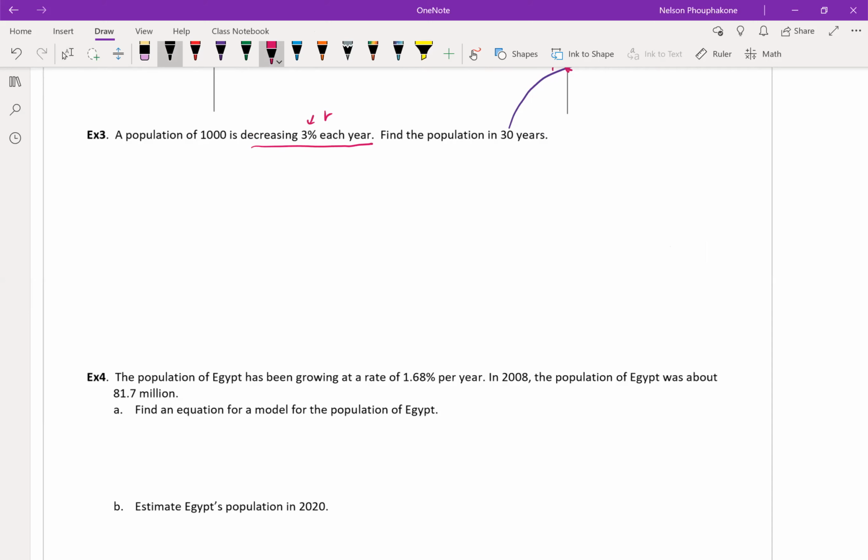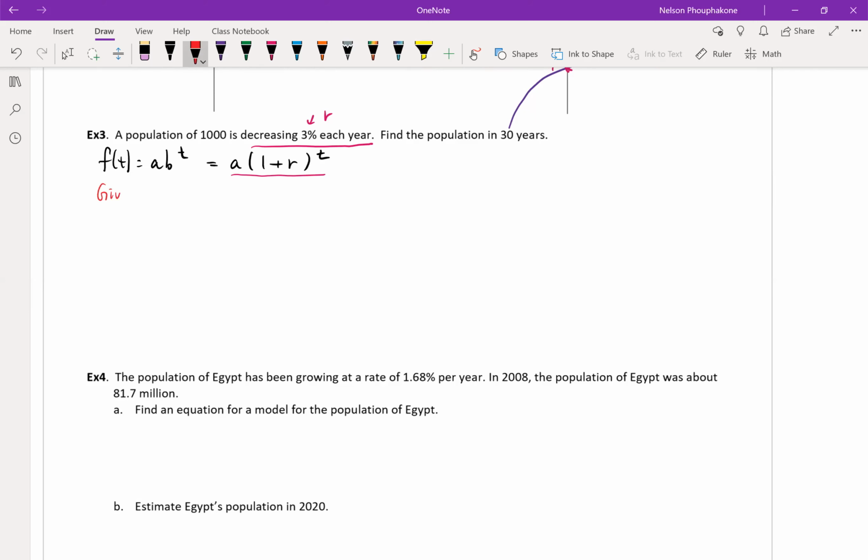So let's see. Remember, when we work with the exponential function, we have f of t equal to a times b to the t, or a times (1 plus r) raised to the power of t. In this case, I will use this one to set up my problem. The reason is, from the problem, I already know my r value.